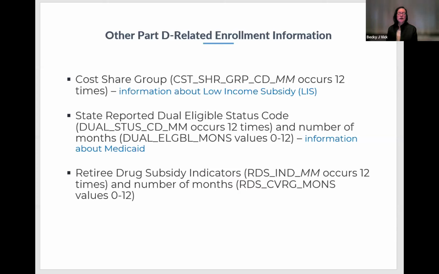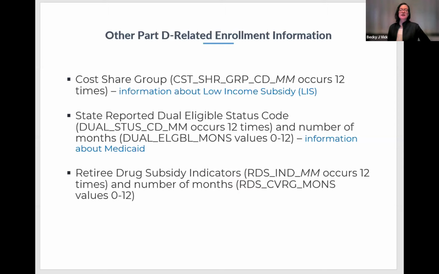So the low income subsidy and dual status enrollment are kind of two things that you can determine using the MBSF. Using a variable for the low income subsidy, you would use the cost share group code. There's one for every month. And for dual status, you would use the dual status code. And there are 12 of those as well, one for every month.